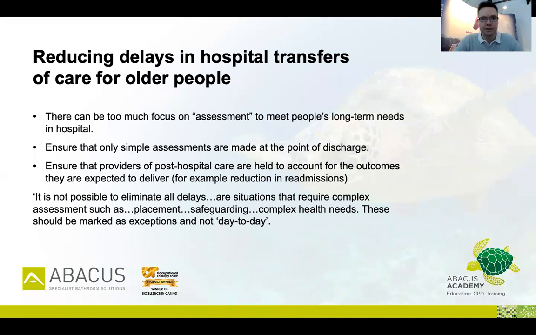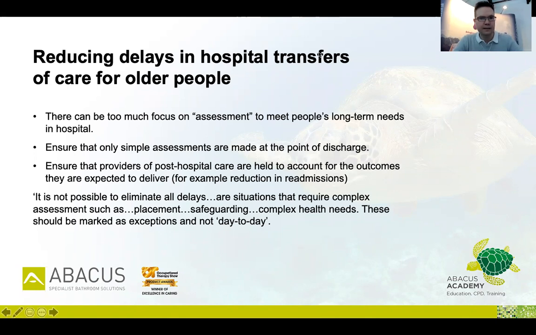It says that we need to ensure that providers of post-hospital care are held to account for the outcomes they're expected to deliver, for example, reduction in readmissions. So if you've got systems in place that allow for somebody to go home quickly, and you've got a community service that says they can meet that need, they should be held to account if it doesn't work.